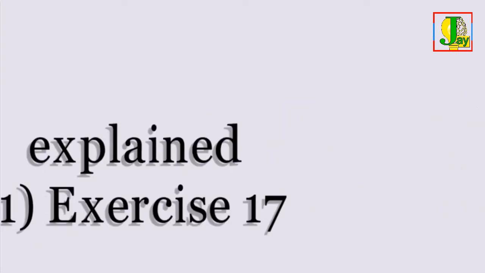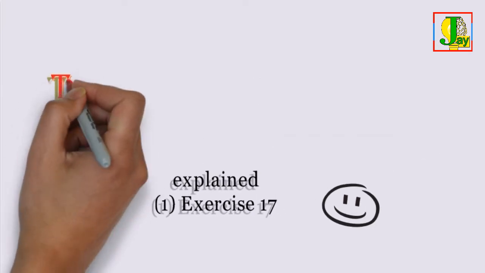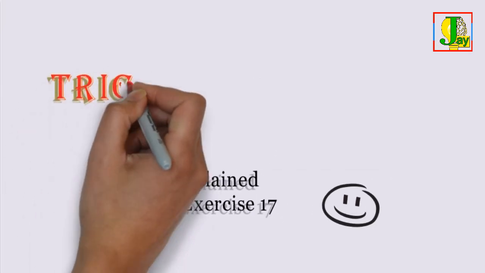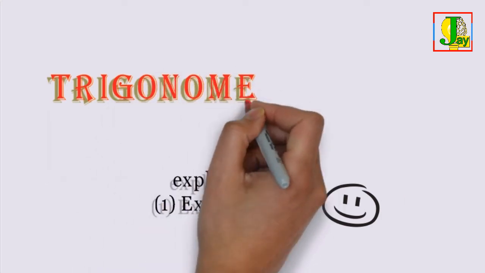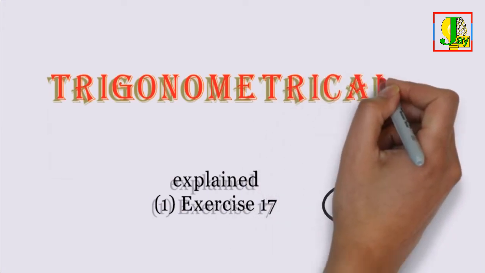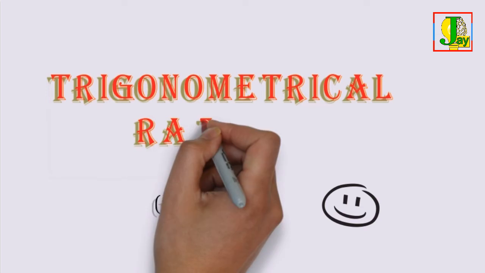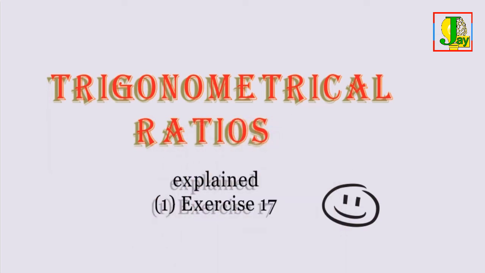Hello everyone. In this class, we are going to study about trigonometrical ratios of class 9 chapter 17 ICSE syllabus. Now, after completing this class, you should be able to understand the meaning of the term trigonometry and identify different trigonometrical ratios, as well as you should be able to identify the type of identity you are going to use to solve a particular problem.